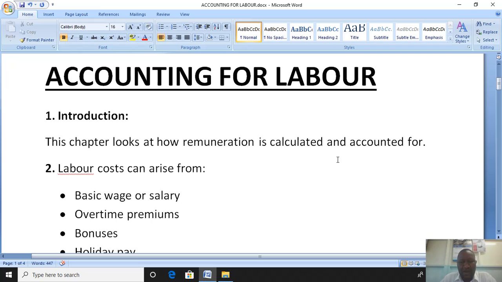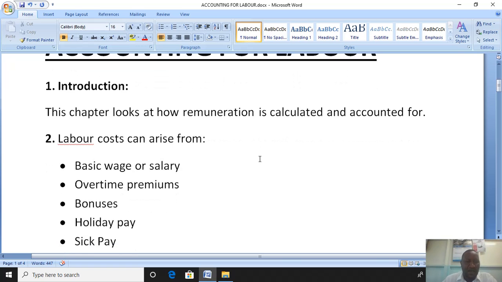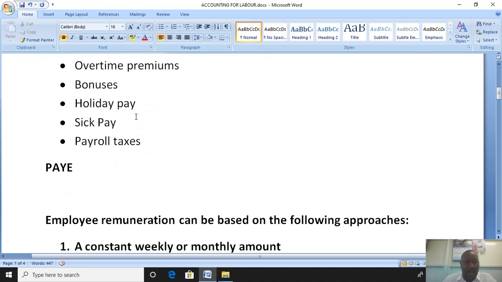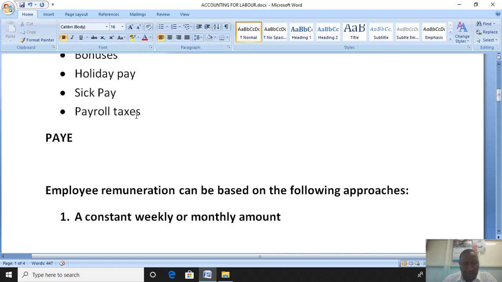So this chapter looks at how workers are remunerated in an organization, and labor cost, of course, arises because the company needs to pay wages and salaries. Companies need to pay overtime and overtime premiums. Bonuses can also be paid. Some companies also pay holiday pay, sick pay, and payroll taxes, all of which add up to the labor cost for the organization.